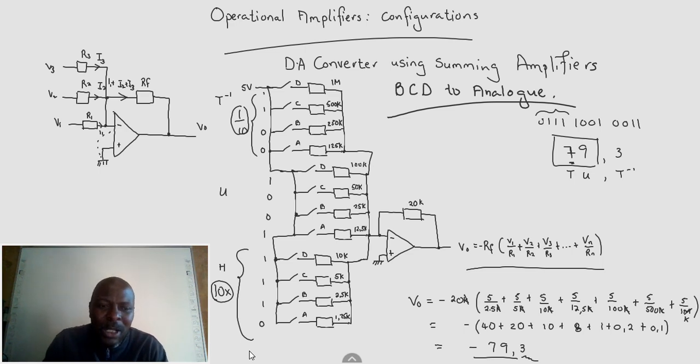So I hope that was nice. Let's meet for the next session. We'll still be looking at our summing amplifier as a digital to analog converter, specifically BCD to analog, but we'll be doing it in a different way. All we'll be doing is trying to see how else can we do this other than varying the resistors. Is there a different way where we can vary this?